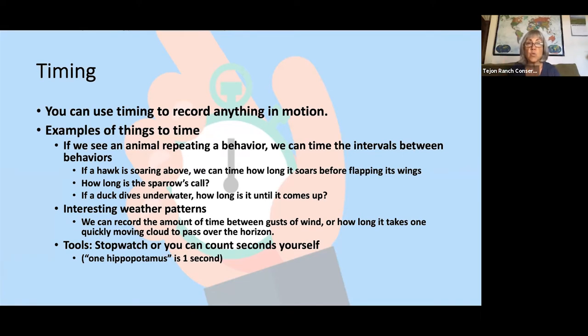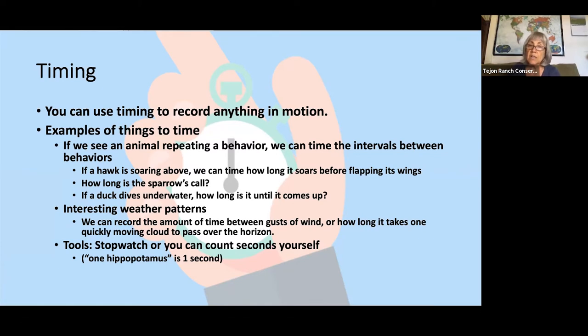You can also measure weather patterns. So you could listen if it's a really windy day. Wind moves in gusts, just the way waves do at the ocean. If you're at the ocean, you could measure the amount of time between the crashing of each wave. You can measure the amount of time between gusts of wind. So that's another thing that you could measure.